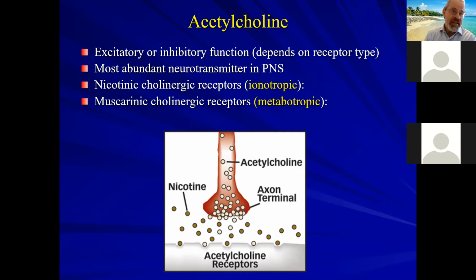It's what we call an agonist. There's another compound called muscarine that's found in nature that binds to the metabotropic receptor. It's called muscarinic. The term cholinergic receptors just means that they're receptors that acetylcholine binds to.